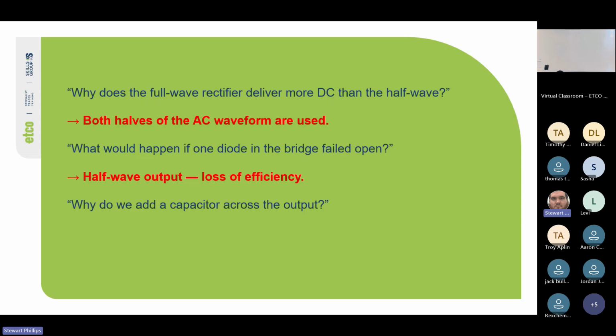What's happening to our waveform? So why do we add a capacitor across the output? The half wave output has a loss of efficiency. Why do we need to add a capacitor?